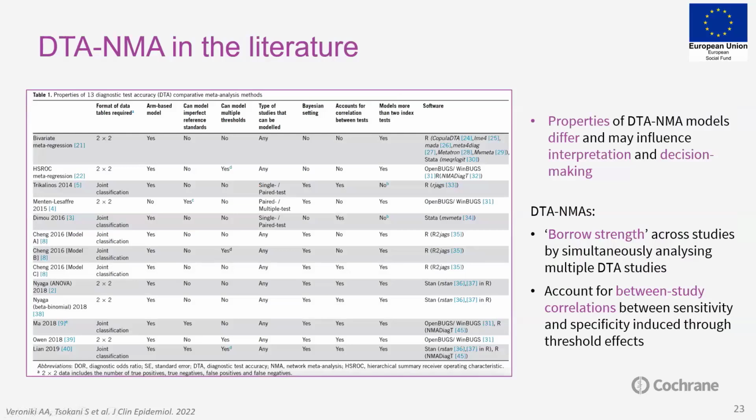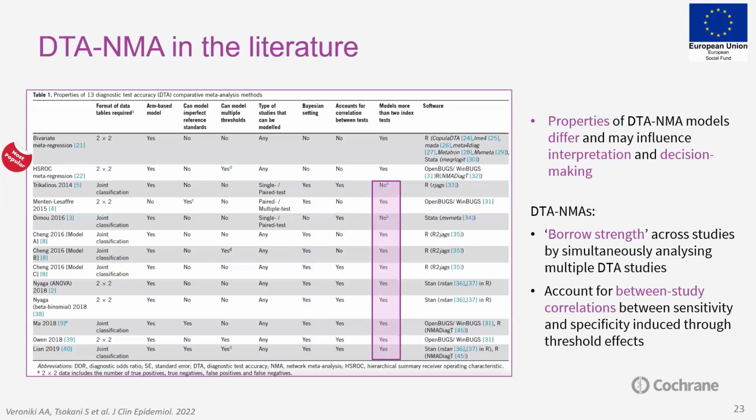All of the DTA-NMA models are based on the simultaneous analysis of multiple DTA studies, and most of them account for between-study correlations between sensitivity and specificity that is caused by the threshold effects, as you saw earlier. The most commonly used model is the bivariate or the HS-ROC meta-regression approach, where a covariate for the test type is included. This is used to explore whether sensitivity and specificity differ between the tests. All of the DTA-NMA specific models are compatible with multiple index tests, as expected, although 2 of them need extensions to do so. This means that in the original paper, the model was developed for 2 tests, but the extension is feasible.